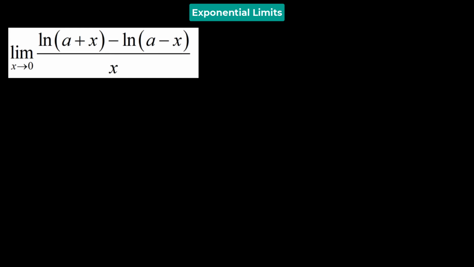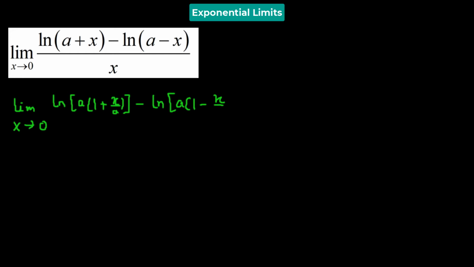Here we have the function natural log of (a plus x) minus natural log of (a minus x), divided by x. Now what we will do here is take a as the common factor from a plus x, so that leaves us with 1 plus x over a. Similarly, for the second term, we take a as the common factor, which leaves us with 1 minus x over a, divided by x.